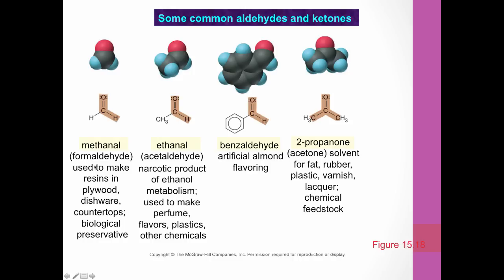So it's used for the resins in plywood, so the stuff that holds the chipboard and plywood together. It's in some dishware, although not so much anymore because it's highly toxic. Countertops, so it's in melamine. If you've got a melamine countertop, it's used in the process to make it, and then as a biological preservative. So it used to be that when you'd buy preserved specimens, they were preserved in formaldehyde.